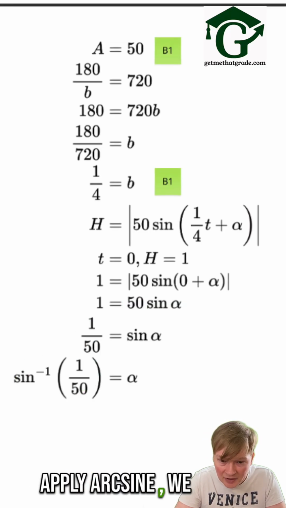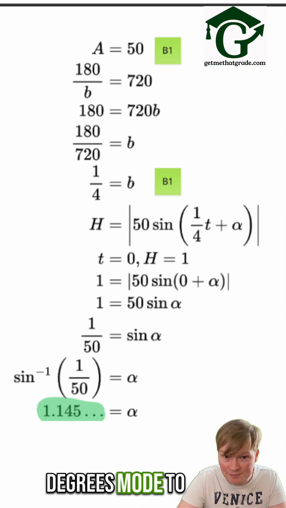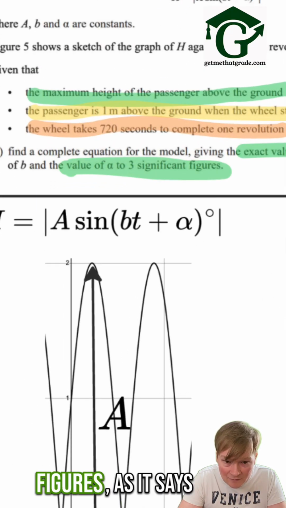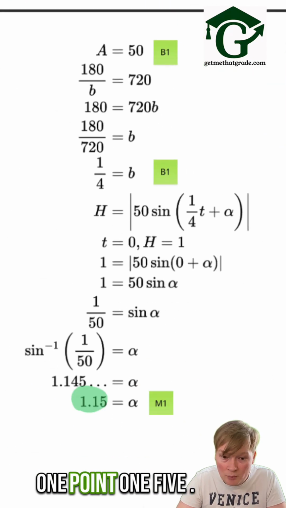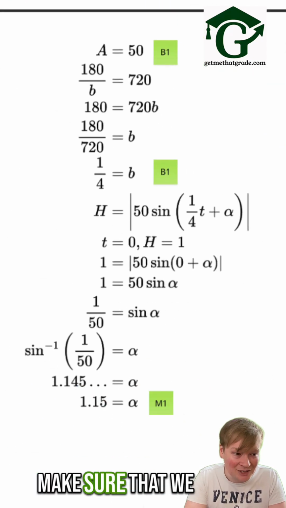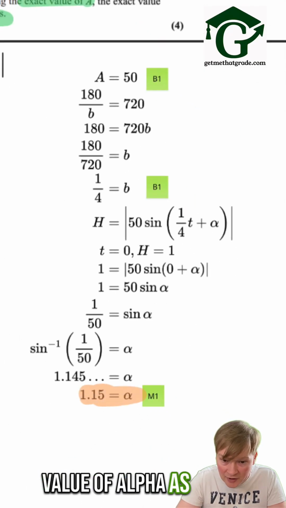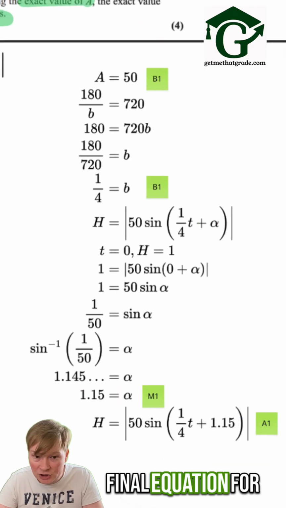Apply arcsine, we get this from the calculator, make sure you're in degrees mode to match the question. And then we need to round this value of alpha to 3 significant figures, as it says in the question, so 1.15. Finally, we need to make sure that we write down the complete equation for the model. So substitute this value of alpha as well back into here to get the final equation for the final 4th mark.